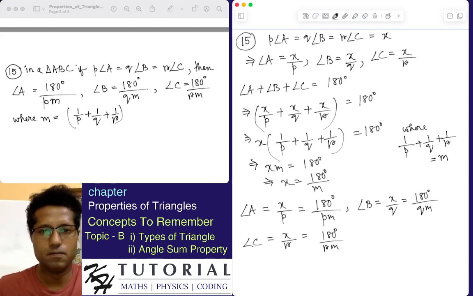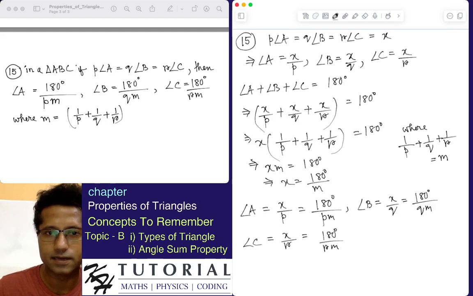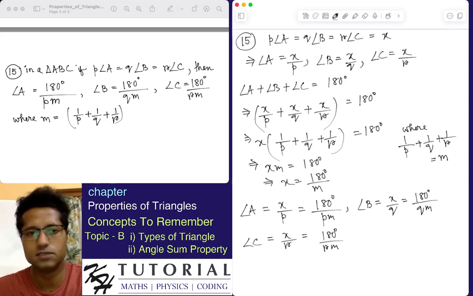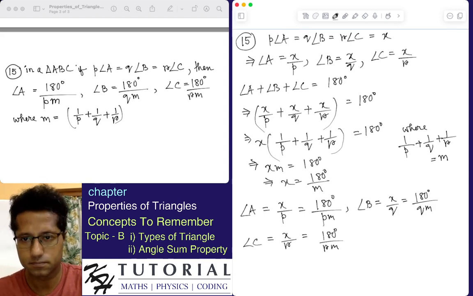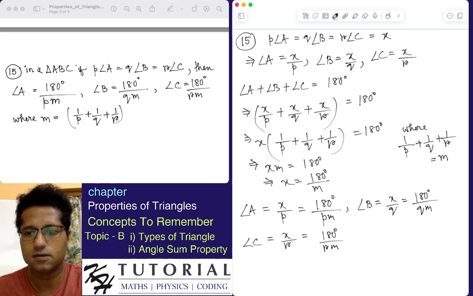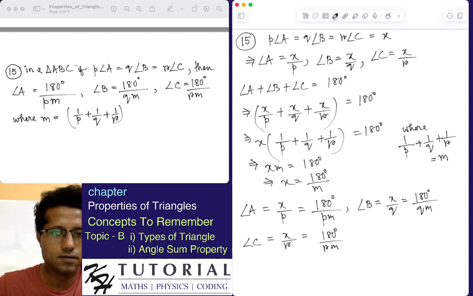So if you remember this shortcut formula, it is fine. You can save some time in solving this kind of problem. Otherwise, you can solve the problem from the basic fundamentals by considering all these equalities to be equal to X, and then proceeding as I just discussed.